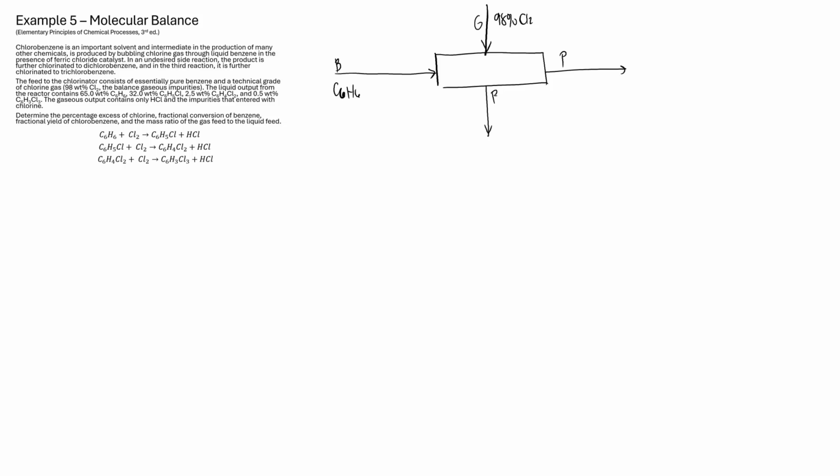Let's call it P2. So P1 has 65 weight percent C6H6, 32% C6H5Cl, 2.5% C6H4Cl2, 0.5% C6H3Cl3. So the gaseous output P2 in this case contains HCl and the inert.